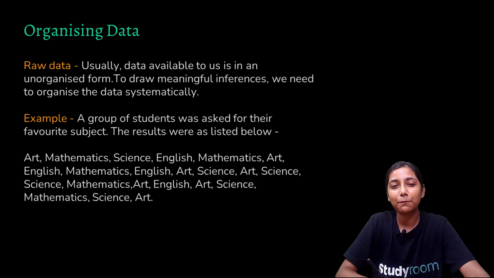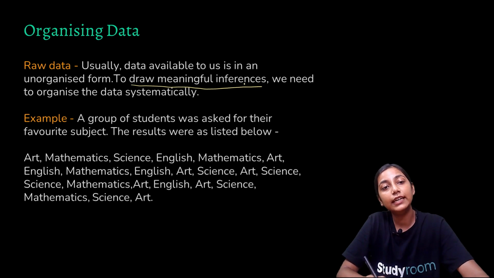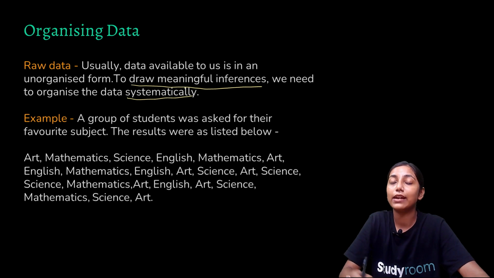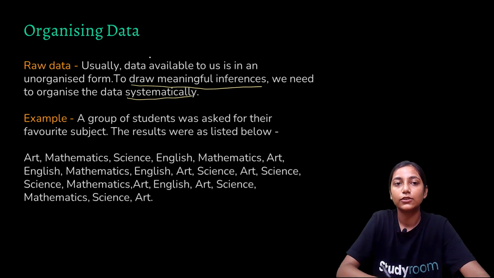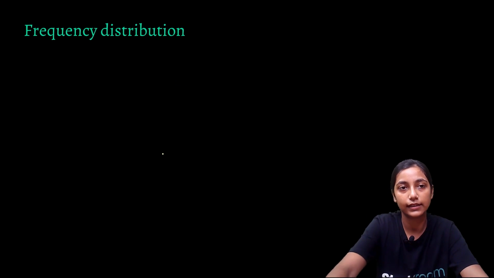So see, in this example, the data given to us is in a very raw form, because it is very unorganized. Whenever we have to draw some meaningful inferences from the data provided to us, we need to organize the data systematically. We asked some students about their favorite subject and these were their replies. So this is raw data, and now organized data.